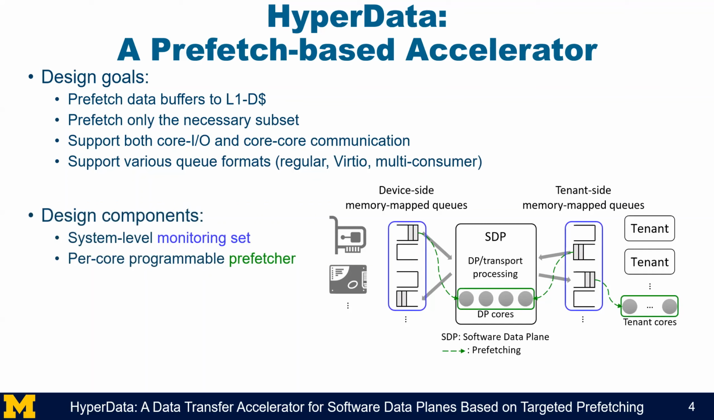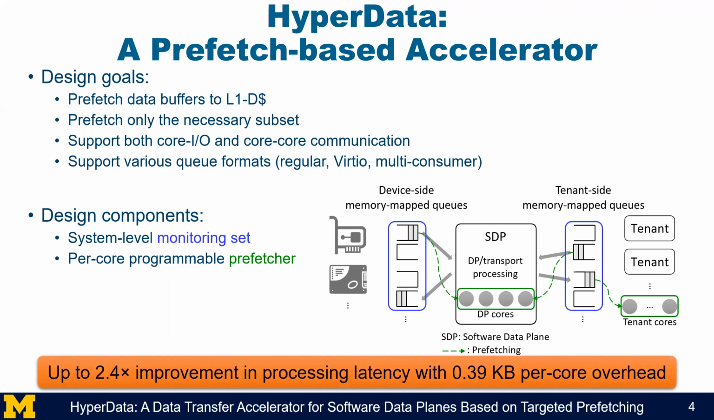At a high level, HyperData is composed of two components. First, a system-level monitoring set which watches for data arrival in the queues and triggers prefetch operations. Second, per core prefetchers, which actually perform the prefetch operations and are programmable to support different queue formats. As we will see at the end, with a small area overhead, HyperData can improve the processing latency by up to 2.4 times.